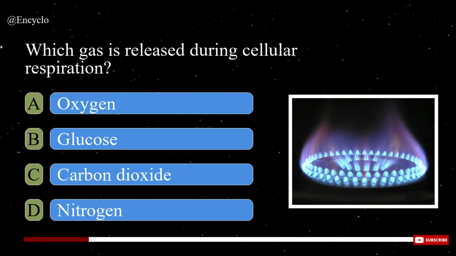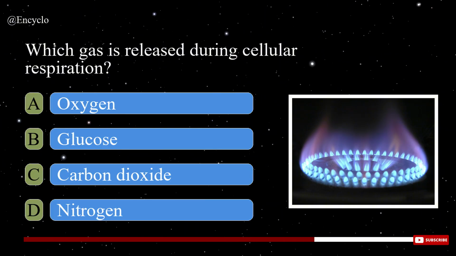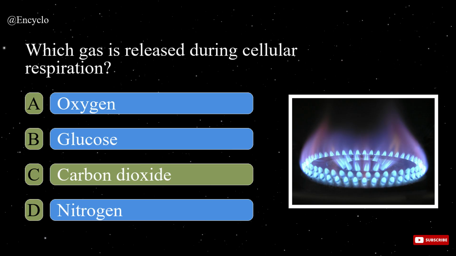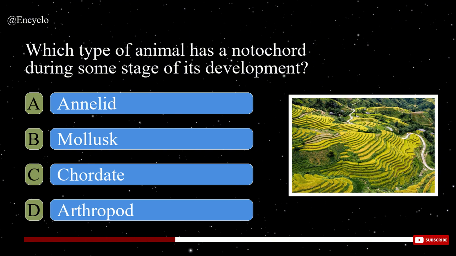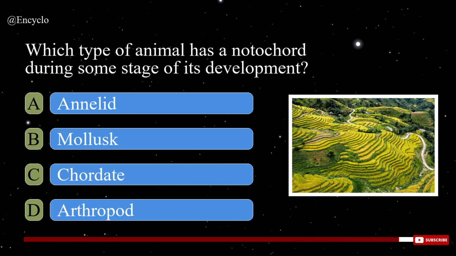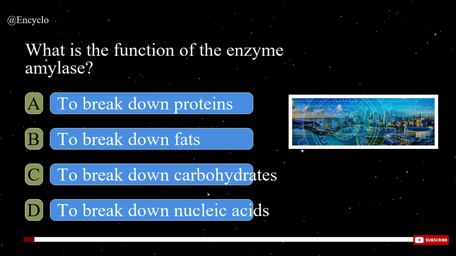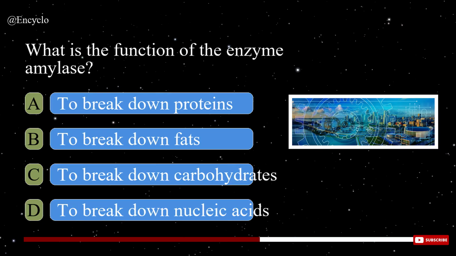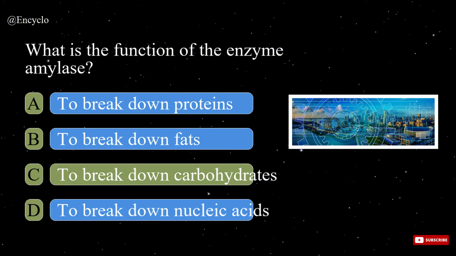Which gas is released during cellular respiration? The answer is carbon dioxide. Which type of animal has a notochord during some stage of its development? The answer is chordate. What is the function of the enzyme amylase? The answer is to break down carbohydrates.